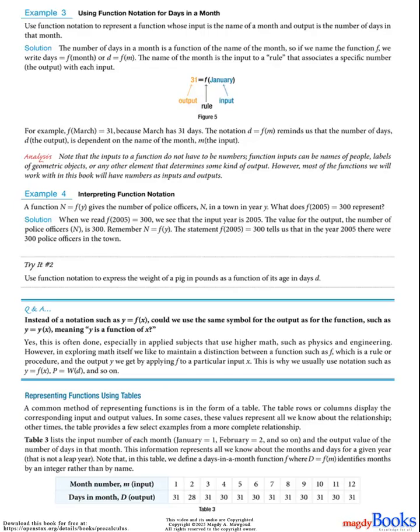The name of the month is the input to a rule that associates a specific number, the output, with each input. Figure 5. 31 equals f of January. Output equals rule of input. For example, f of March equals 31 because March has 31 days. The notation d equals f of m reminds us that the number of days, d, the output, is dependent on the name of the month, m, the input.